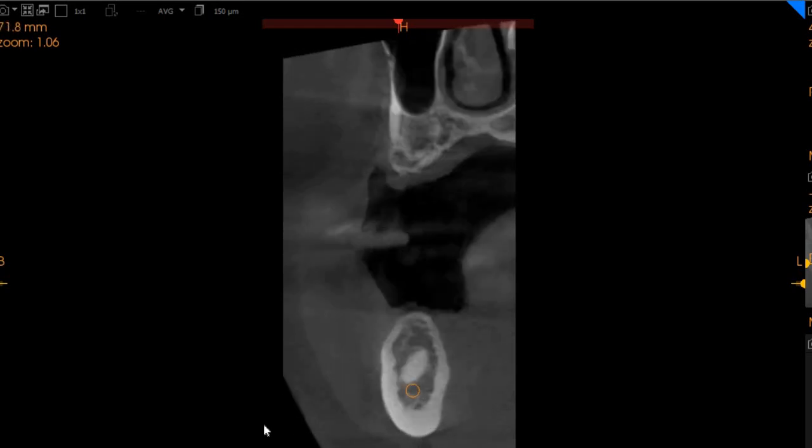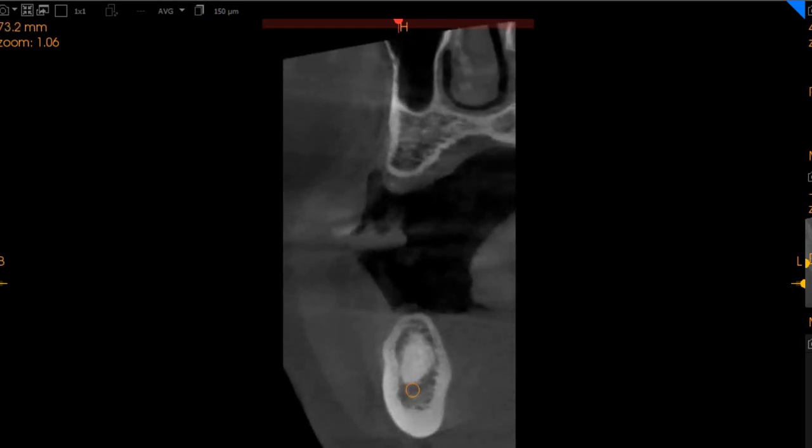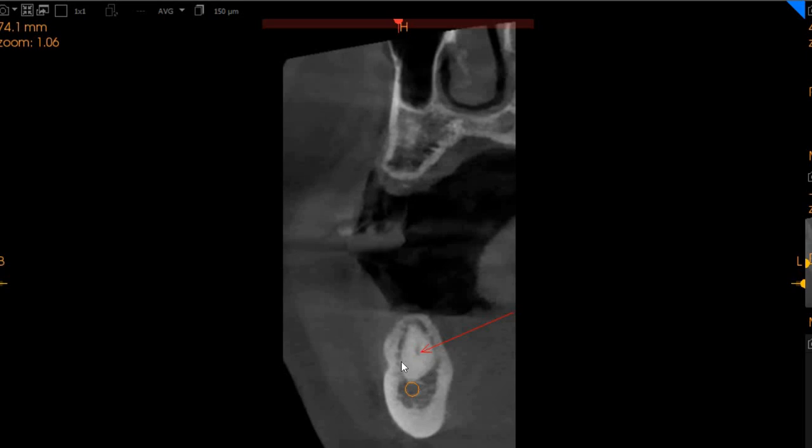We cannot place an implant in the region of the 5 because there is a root which is left from the previous extraction, and as you can see, pulpal space is also present. So this root is covering the entire space for the region of the 5.